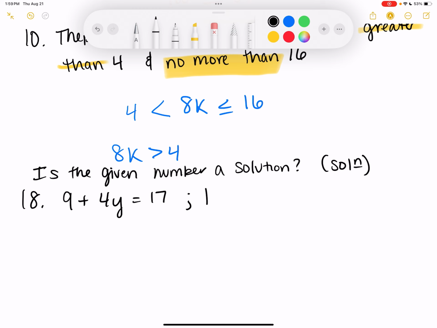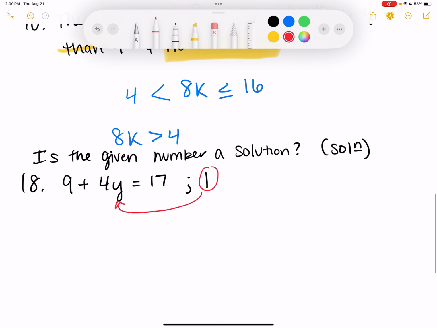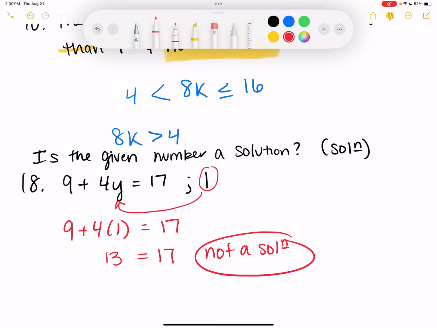All right, so what I'm doing is I'm taking this number that they've given me and I'm going to plug it in for the variable in the equation to see if it is a true statement or not. So this is going to be 9 plus 4 times 1 equals 17. So 4 times 1 is just 4, plus 9 is 13. Well, is 13 equal to 17? No, so we would say not a solution, or no solution, something like that. And if it is a solution, you can either put a check mark or you can write solution beside it.